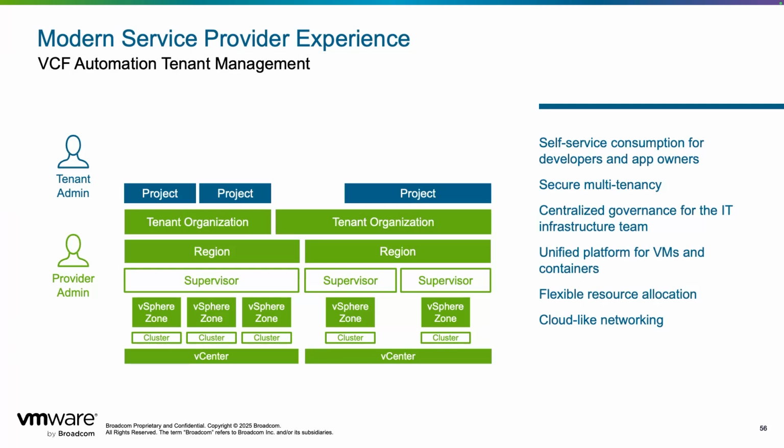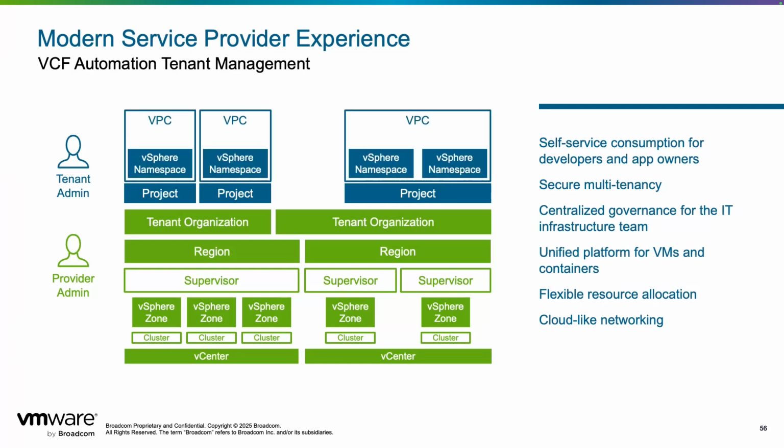A virtual private cloud is a tenant-managed isolated virtual network within a data center. It includes subnets, routers, firewalls, and network address translation, allowing tenants to configure and consume networking resources independently. VPCs support isolation for multi-tenancy, development, and testing, and also application segmentation. Inside each VPC, vSphere namespaces allocate resources from a supervisor cluster to run Kubernetes workloads.